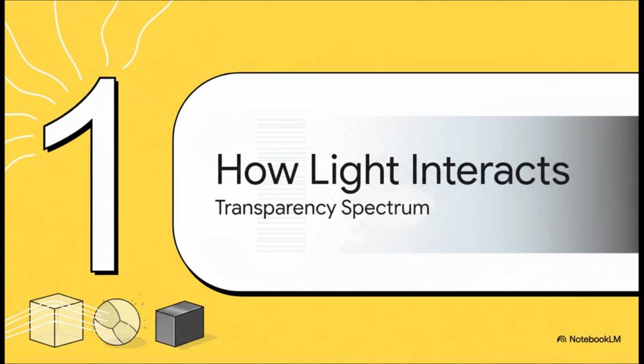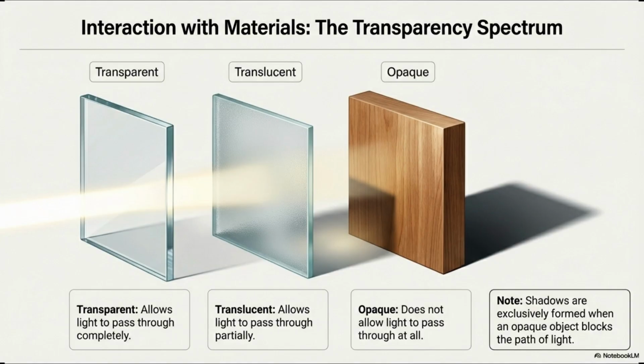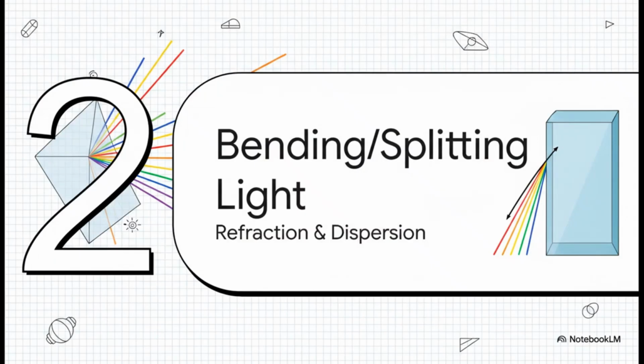Right, let's start with the absolute basics. What actually happens when a beam of light hits an object? Understanding this transparency spectrum is the foundation for literally everything else we're going to talk about. This image just lays it all out perfectly, doesn't it? Light can pass straight through something transparent, like glass. It can get all scattered by something translucent, like frosted glass. Or it can get completely blocked by an opaque object. And that last one is the big takeaway here. If light can't get through, you get a shadow. It's really that simple.